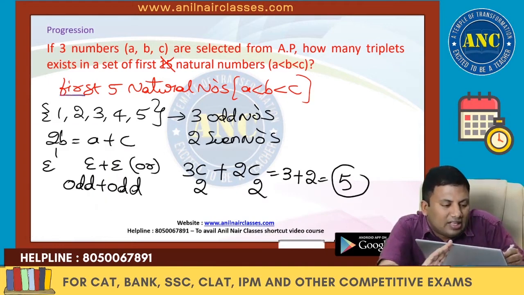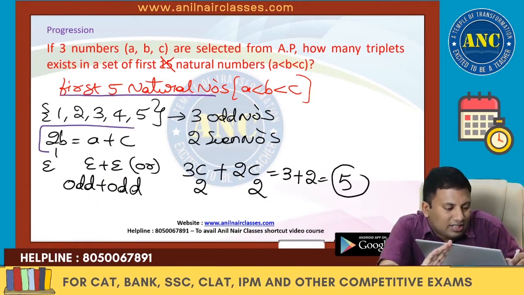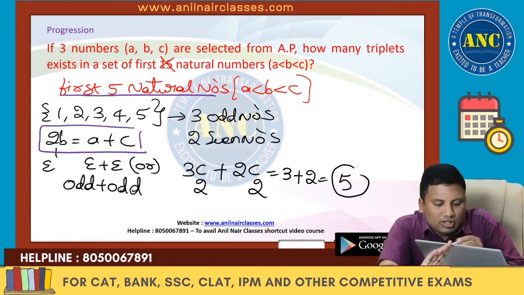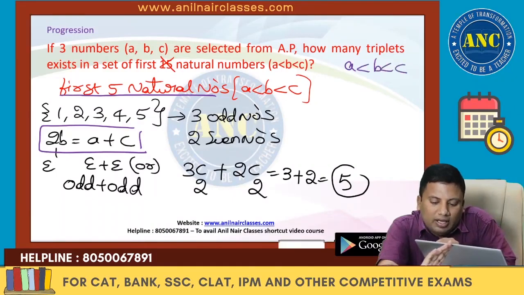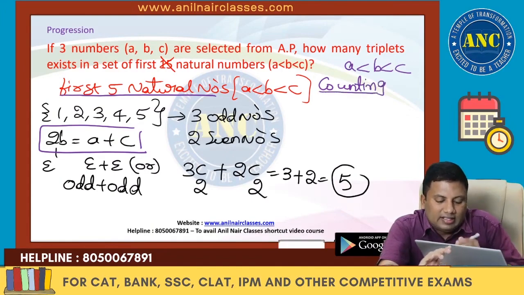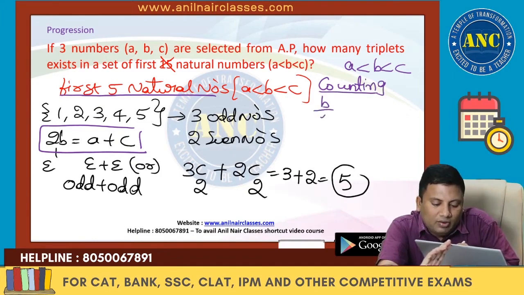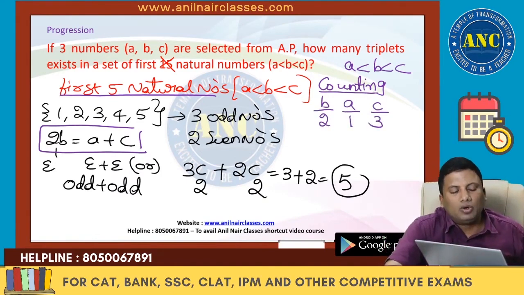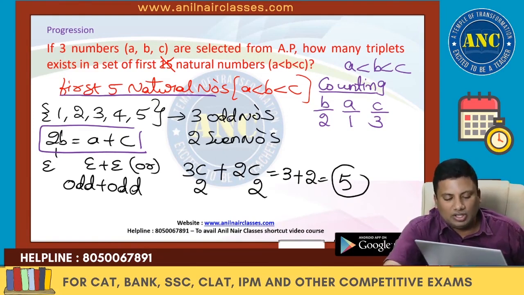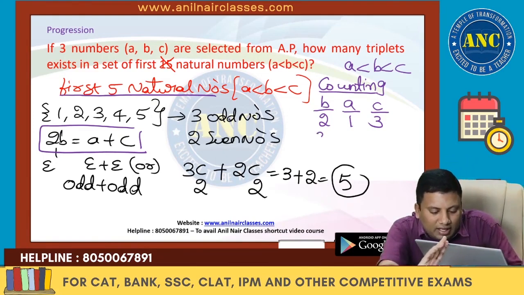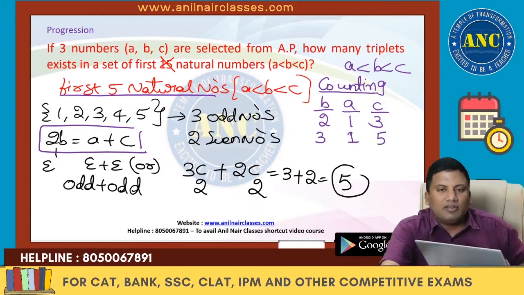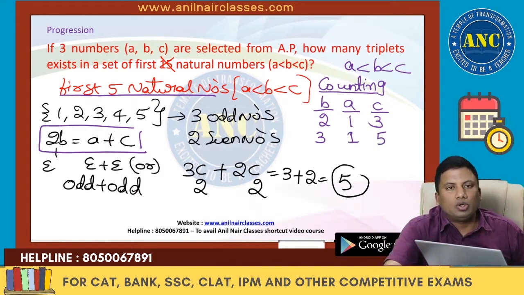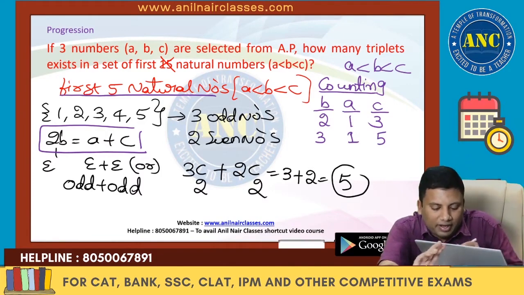Why am I taking these first 5 natural numbers? Suppose the condition is A less than B less than C. Let us see with respect to counting whether you are getting the same cases. 2B: if B is 2, A is 1, C is 3. 2 twos are 4, 4 is equivalent to 1 plus 3. This case is possible. If B is 3, 2 threes are 6, A is 1, C is 5. 2 into 3 is 6, 6 is equivalent to 1 plus 5.